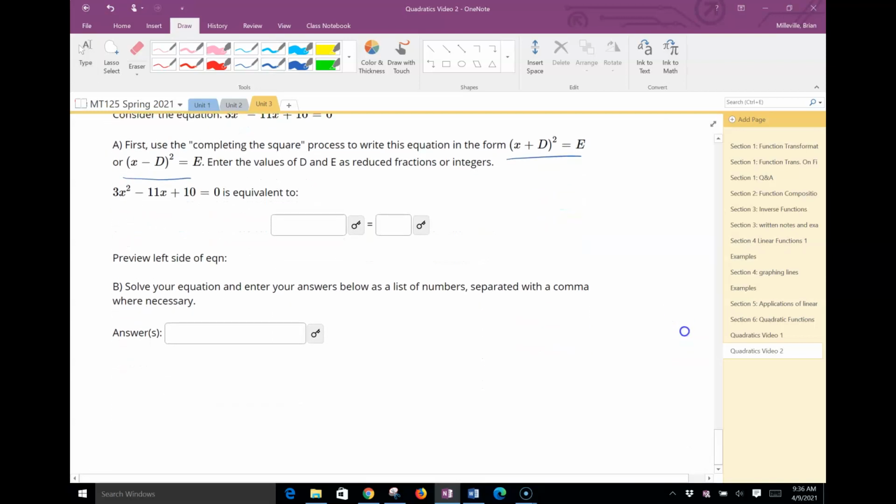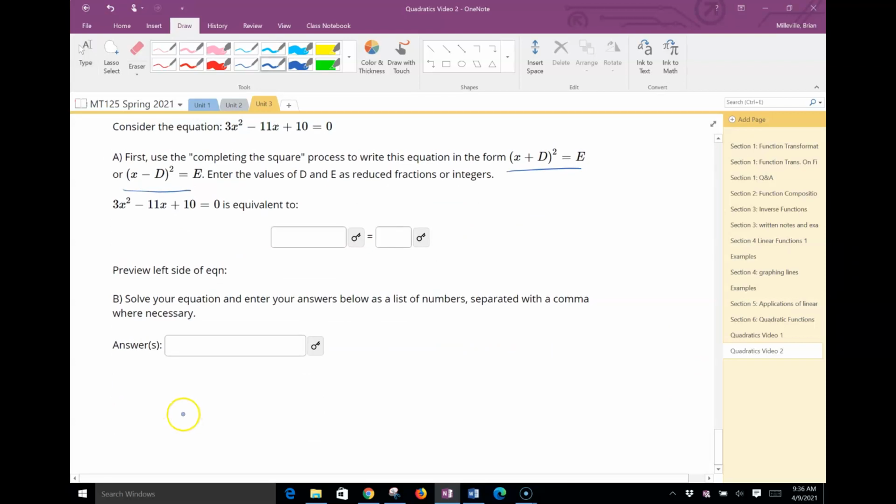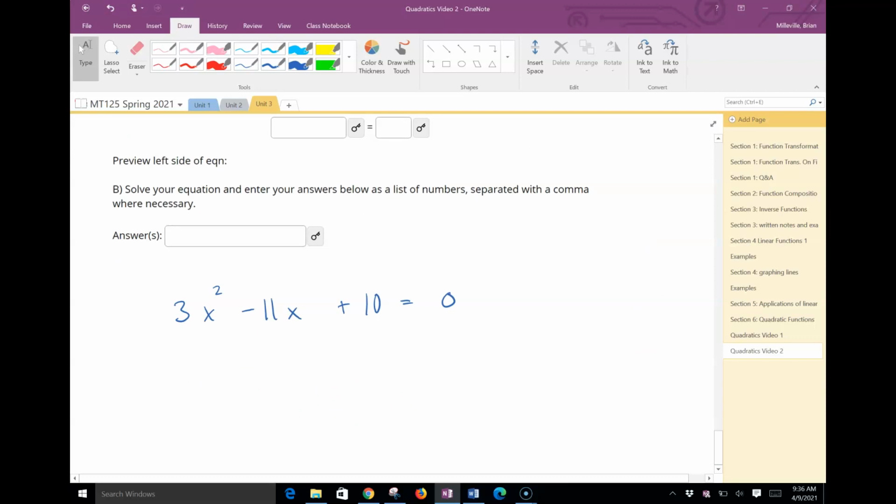So let's rewrite that down below, and then we'll get at it. All right, now this one is going to be more painful in terms of the complexity, because the coefficient of x squared is not equal to 1. All right, so first thing we want to do, subtract 10 from both sides. Let's just get that out of there.